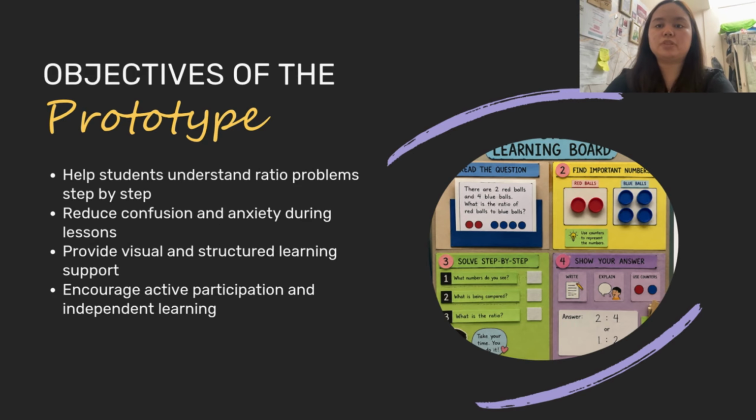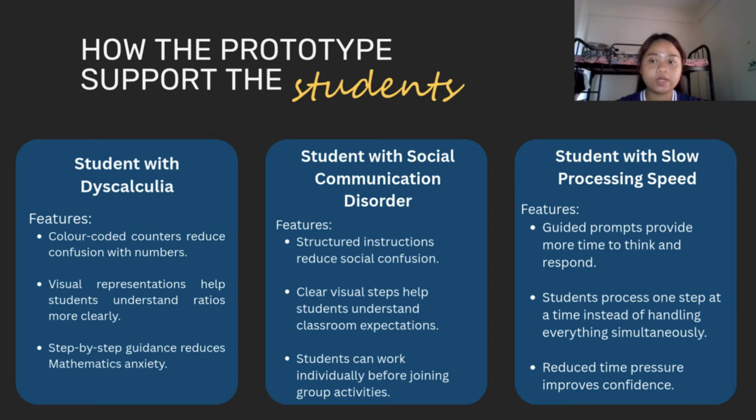The main objectives of this prototype are to help students understand ratio problems step by step, reduce confusion and anxiety, provide visual and structured learning support, and encourage students to participate actively and learn more independently. Next, I will explain how our prototype supports students with different learning needs.